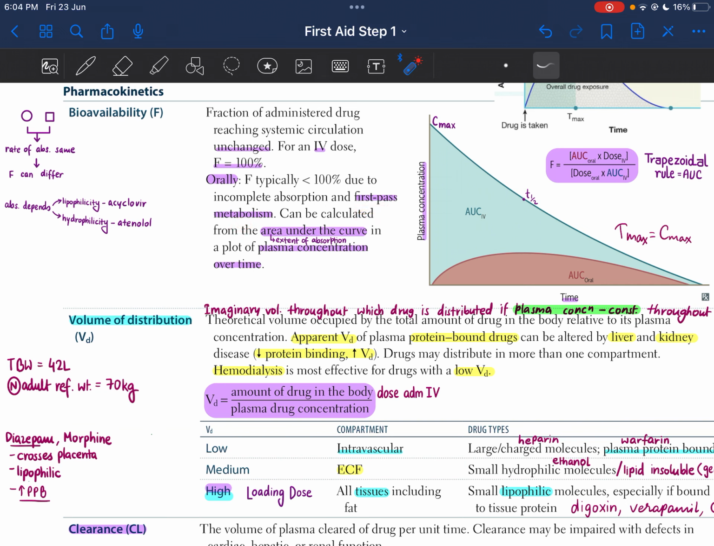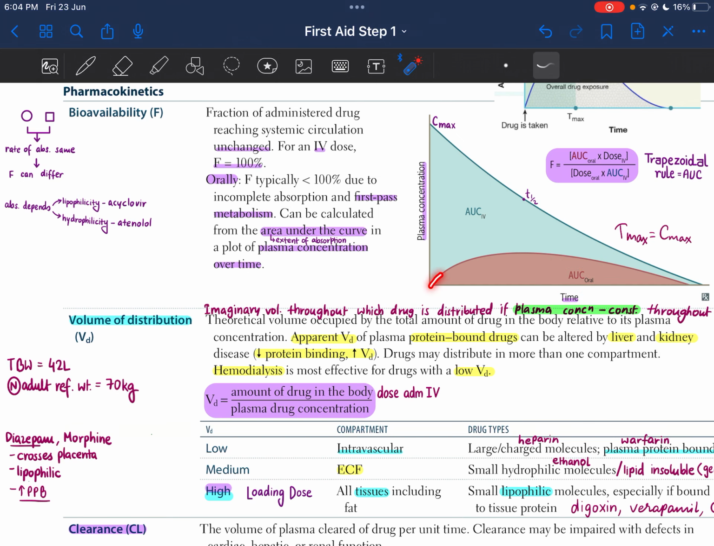Now one more thing you have to remember, even if two drugs have the same rate of absorption, their bioavailability can differ. Why? Because of first pass metabolism. So it depends on both things. It depends on incomplete absorption as well, plus first pass metabolism that is going on. In case of an oral drug, the bioavailability is less than 100 because of these two causes. So their graph will be different. This will be the graph.